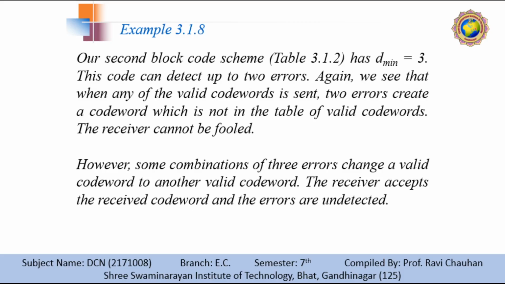Another example. In our second block code scheme, d minimum is 3. This code can detect up to 2 errors. Again, we see that when any of the valid code words is sent, the 2 errors create a code word which is not in the table of valid code words. The receiver cannot be fooled. However, some combinations of 3 errors change a valid code word to another valid code word. The receiver accepts the received code word and the errors will be undetected. So there are many possibilities.